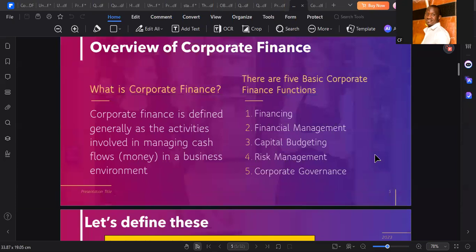So now we must look at what corporate or financial management is. So financial management or corporate finance is defined generally as the activities that are involved in making cash available for the business. So there are five key functions of corporate finance. Number one, financing. Number two, financial management. Number three, capital budgeting, risk management, and corporate governance. And these summarize the entire syllabus of what we're going to look at.